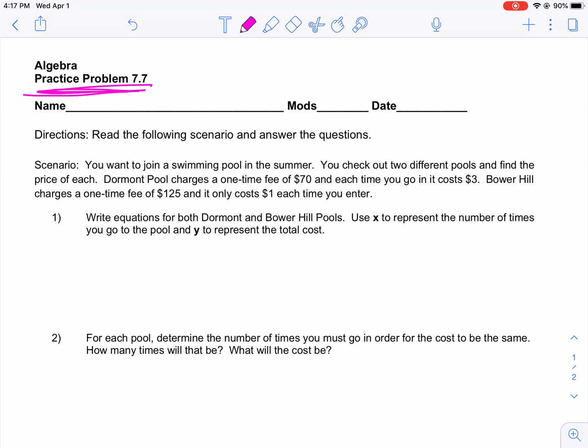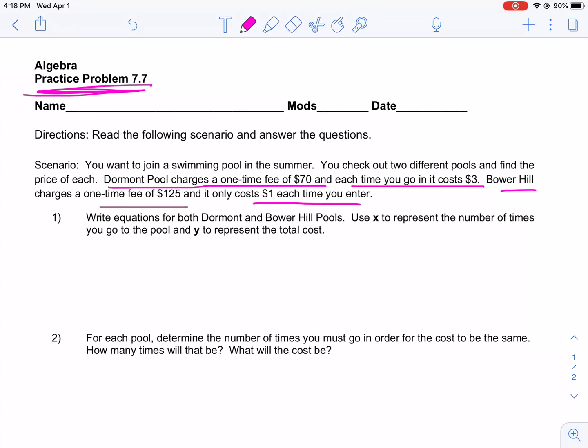So if we take a look at our scenario, you want to join a swimming pool in the summer. You check out 2 different pools and find the price of each pool. Dormont Pool charges a one-time fee of $70, and each time you go in, it costs $3. And Bower Hill charges a one-time fee of $125, and it only costs $1 each time you enter.